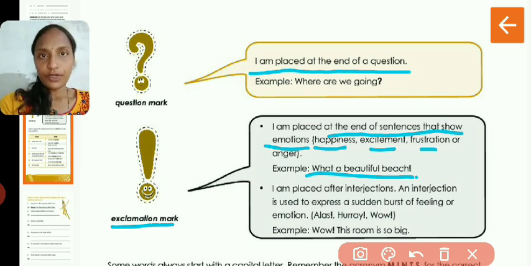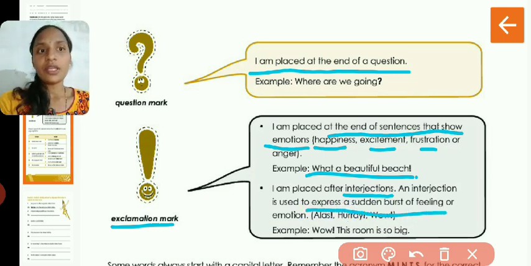One more rule is there for exclamation, that is, it is used after interjections. An interjection is used to express a sudden burst of feelings or emotions. Alas, hooray, wow, all these are sudden bursts of feelings. So when these words are used, an exclamation mark is used after them.